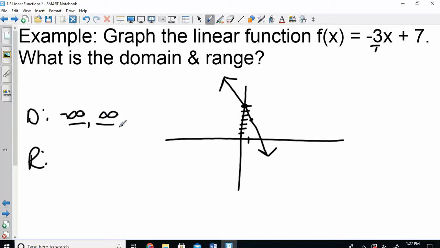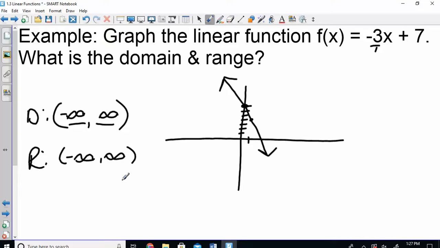Okay. Then we use parentheses or brackets. If it's not equal to something, we use a parenthesis. If it is equal, we use a bracket. You can't equal infinity, so it always just gets parentheses. The range. This end's going down forever, and that one's going up forever, so that would be the same thing. This will be true for every line except horizontal and vertical lines. So if your line is not horizontal or vertical, you know from the beginning your domain and range are both negative infinity to positive infinity.